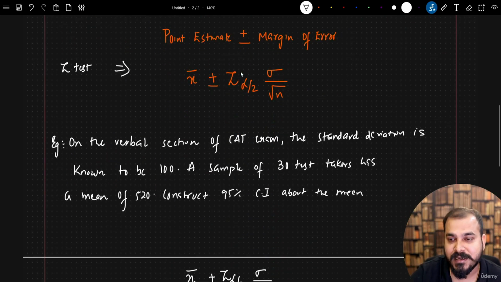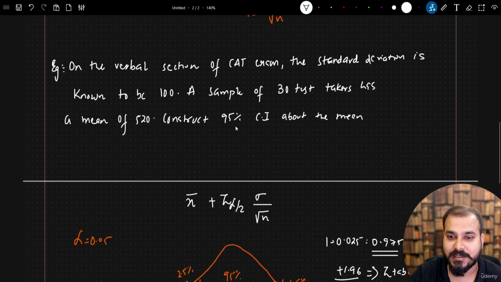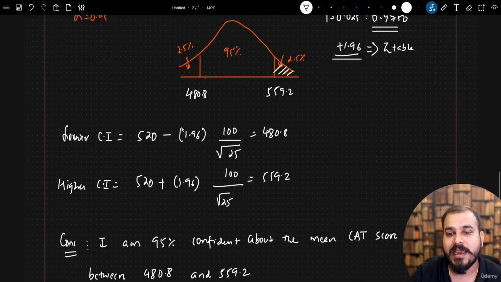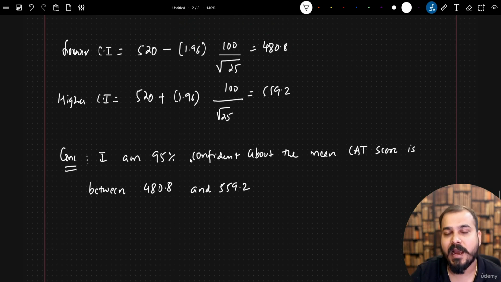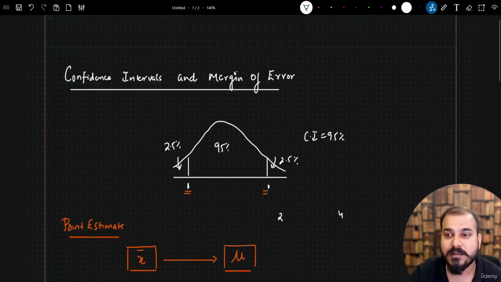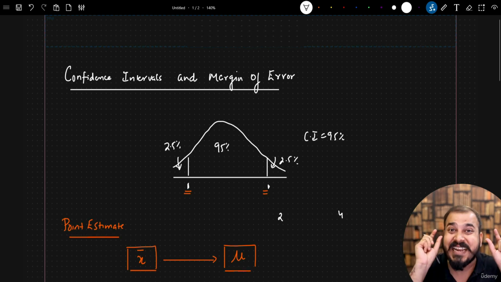With respect to a t-test, instead of using the Z table, you'll be using the T table. The formula will stay like this, okay? So this is how you can calculate the lower confidence interval and higher confidence interval by using the margin of error. I hope you like this video. I hope now you're able to understand what exactly a confidence interval is and how you determine that value, that range, okay?